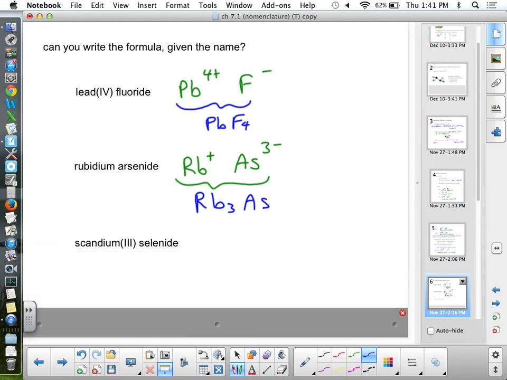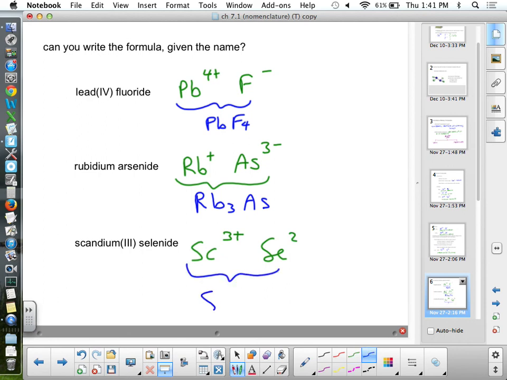Why don't you pause the video and try the third one yourself? Okay, scandium(III) selenide. The symbol of the element scandium is Sc. I know the 3 in parentheses in Roman numerals refers to a 3+ cation. Selenide: selenium forms a 2- anion. So we combine these and we get the formula Sc2Se3.